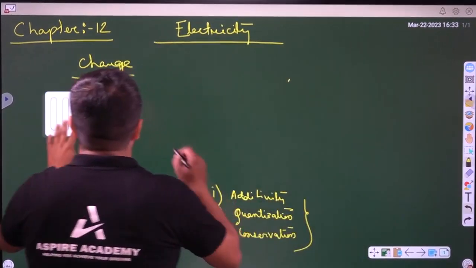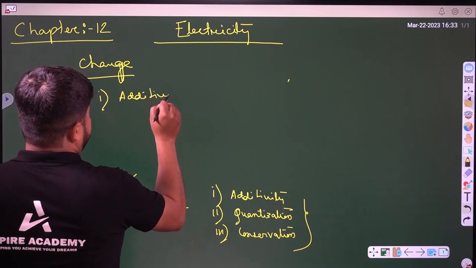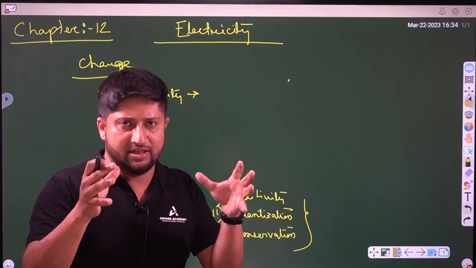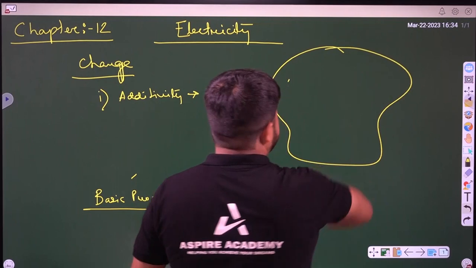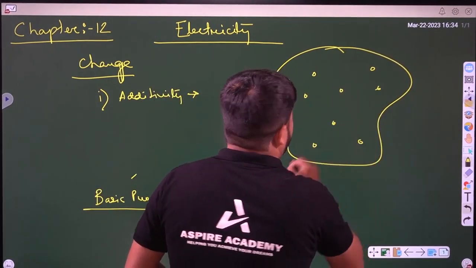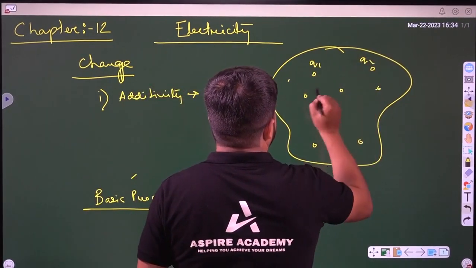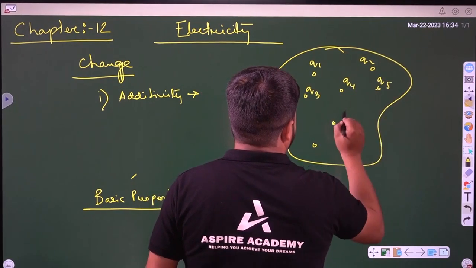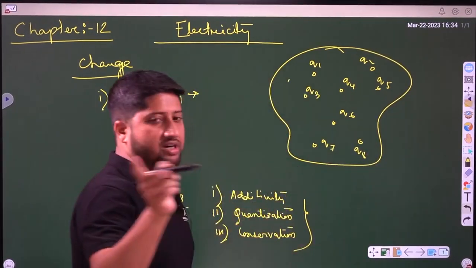First of all, what is additivity? Additivity means addition of charges. How can we add charges? Suppose there is one system with various charges accumulated in it. Suppose we consider a countable number of charges: Q1, Q2, Q3, Q4, Q5, Q6, Q7 and Q8, so eight charges are present.